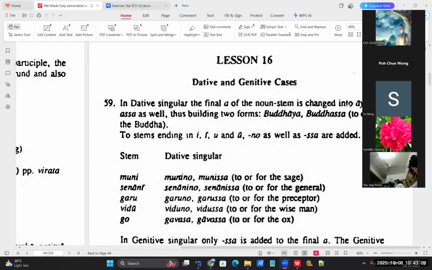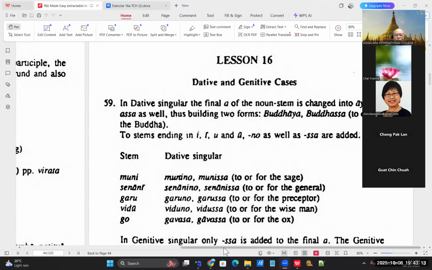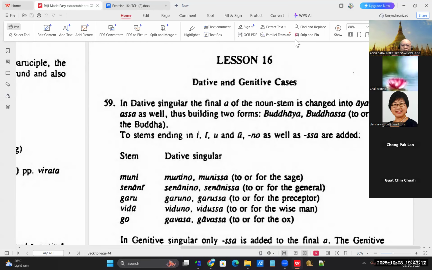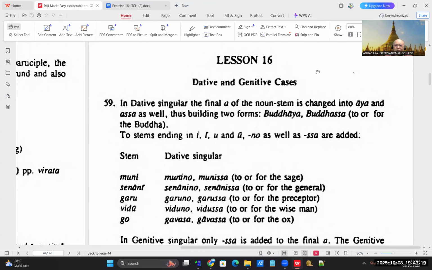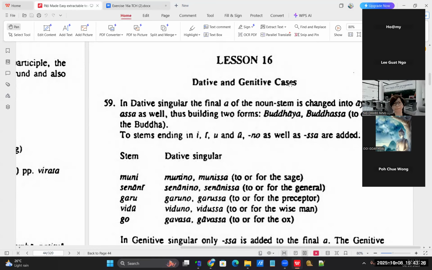Okay, now lessons 15 and 16 are actually quite the same. The exercise is much more on the past, but I remember this. Even though lesson 16 is focused on dative and genitive, you already learned the declension. So, Chu Fang, you also have no problem seeing the dative and genitive, right? Okay. So you only need to remember that normally we say it's a sa ending.